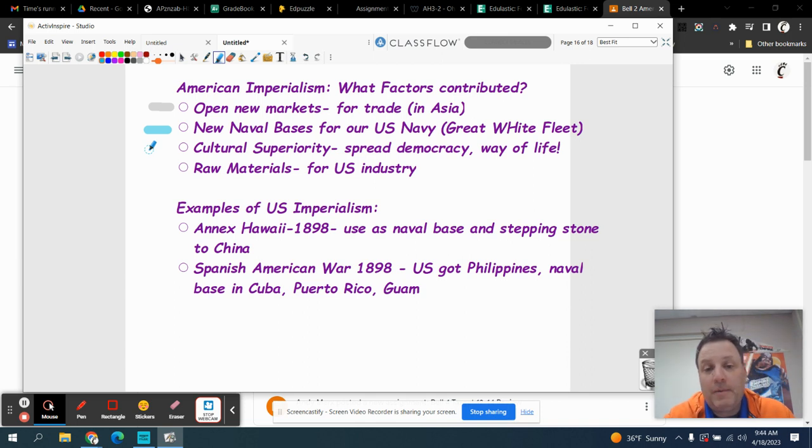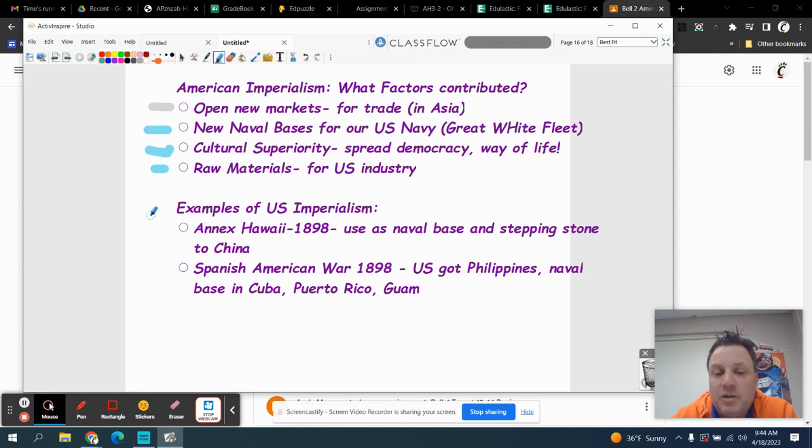Cultural superiority. We're going to spread democracy, our way of life. Some people even will claim that we're going to spread Christianity, although that's not really the case. It's going to be mostly spreading democracy, American culture. But that's mostly justification. That's not really a factor that contributes to it. It's mostly justification of it. And the last thing is a search for raw materials, okay, minerals, iron ore, okay, for our industry. So those are the four big factors there.